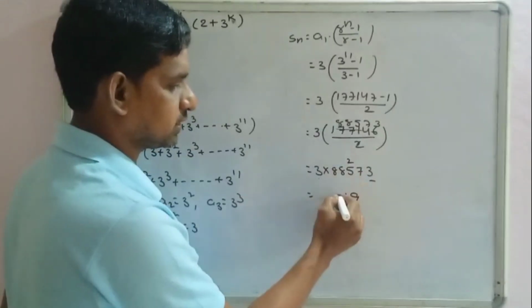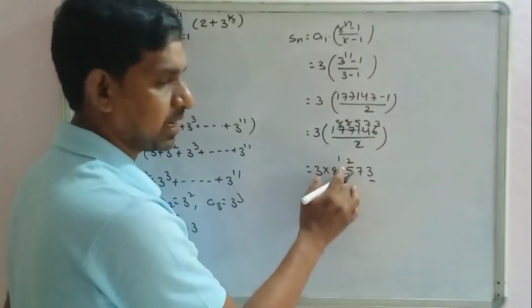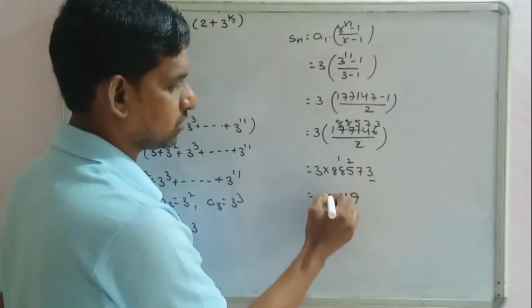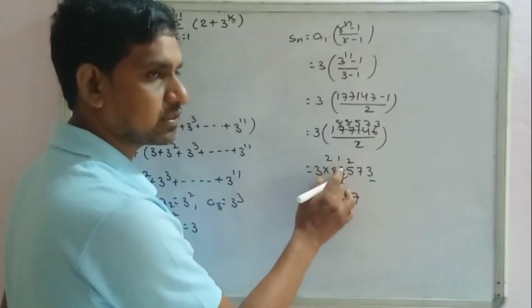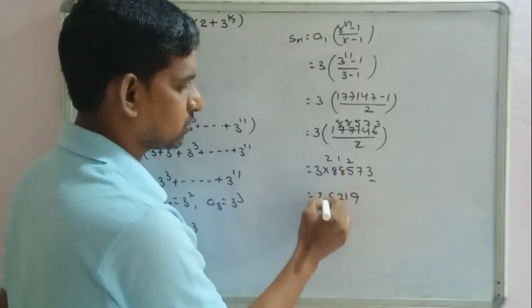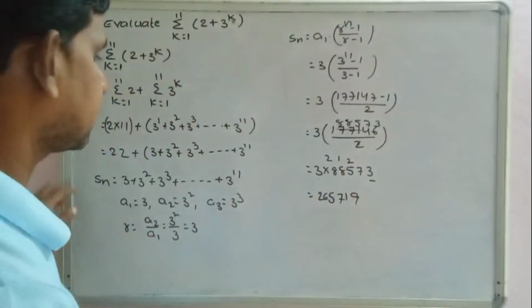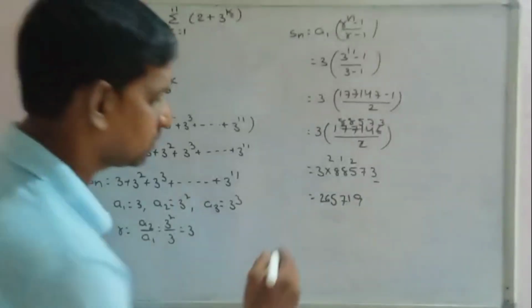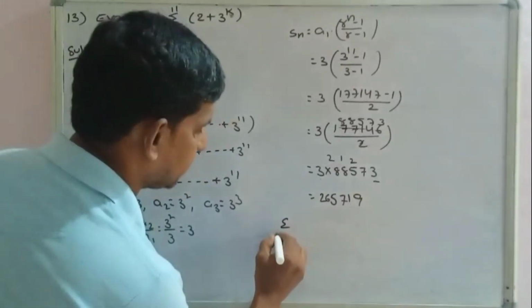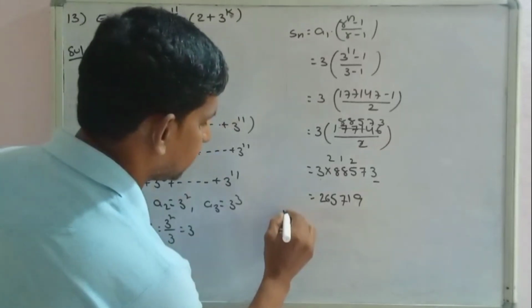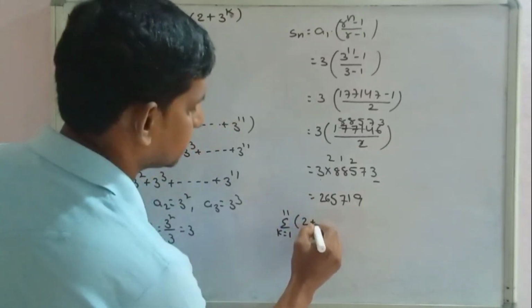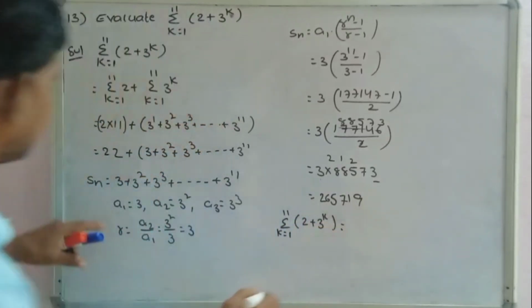Now see, 3 3s are 9, 3 3s are 9, 3 7s are 21, 2 balance, 3 5s are 15, 15 plus 2 is 17, 1 balance, 3 8s are 24, 24 plus 1 is 25, 2 balance, 3 8s are 24, 24 plus 2 is 26. Okay, so this value is 2,16,719. Now sigma k equals to 1 to 11, 2 plus 3k, 3 power k equals to how much?